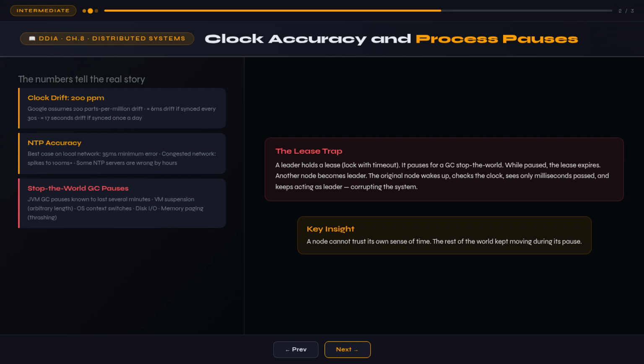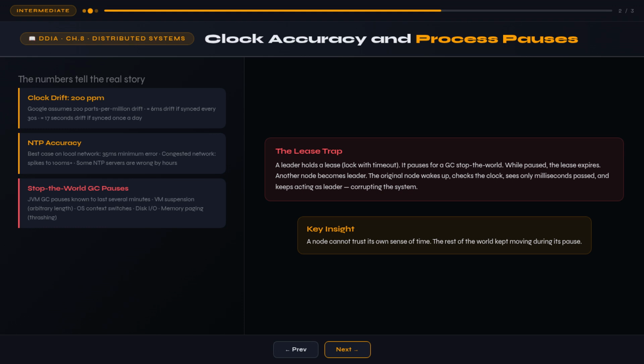So you're using NTP synchronized time-of-day clocks. How accurate are they? The numbers may surprise you. The quartz clock in a computer drifts, it runs faster or slower than it should. Google's own servers are assumed to have a clock drift of 200 parts per million. Let's do the math. 200 parts per million means 200 microseconds per second.